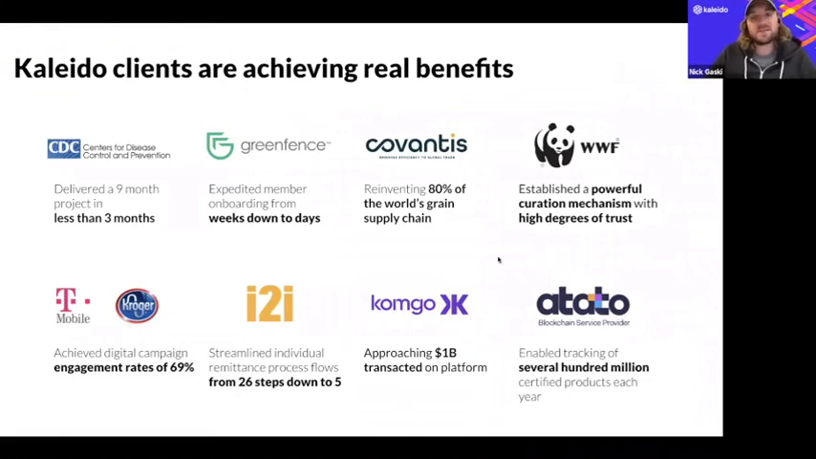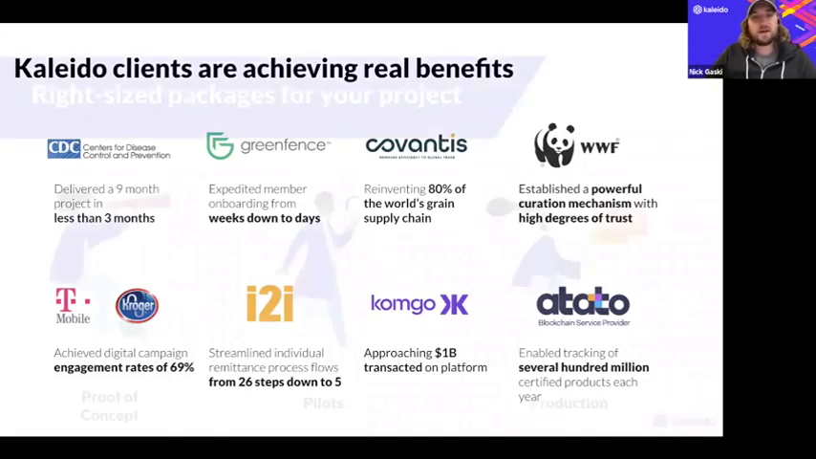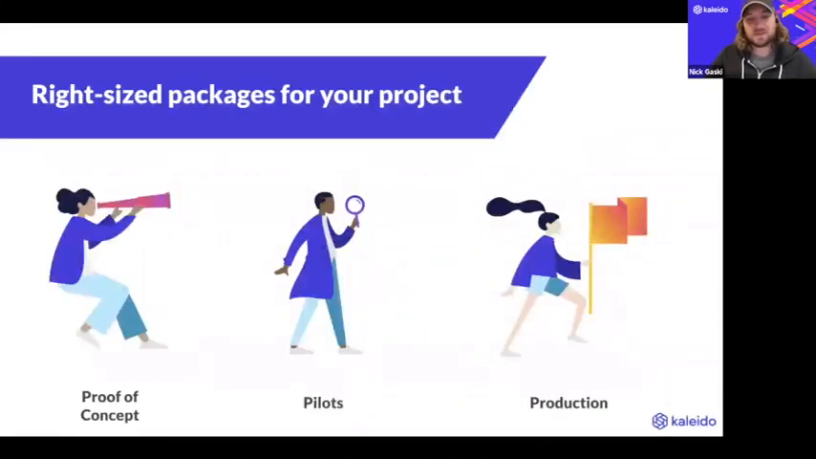We see Covantis and Comgo involved in trade finance. We see the World Wildlife Foundation using token curated registries, Tato doing supply chain, Green Fence involved with movie studios and brands and retailers using non-fungible tokens, on and on and on. So this is reflective of how flexible and how applicable the Kaleido stack is to any use case, any industry.